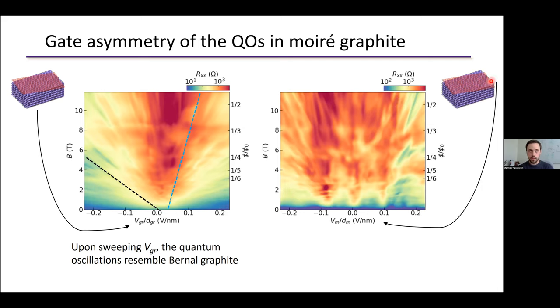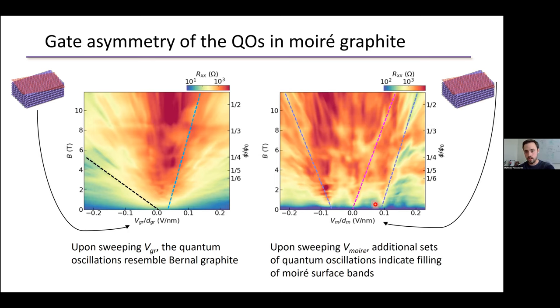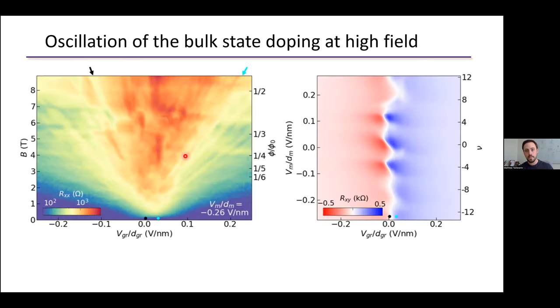When we sweep the Moire surface gate, the gate facing the Moire surface, then we see additional sets of quantum oscillations projecting to finite gate voltage. These are coming from these new Fermi surfaces where we have the second and third Moire mini bands. So that indicates that this gate above the Moire is able to fill these Moire surface states, whereas the gate below the graphite is not able to fill those Moire surface states. So again, we still more or less have this independent tuning model, at least for the surfaces.